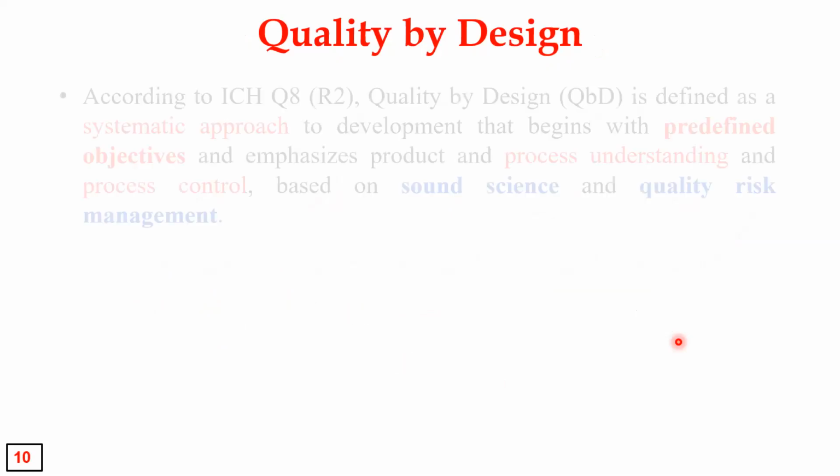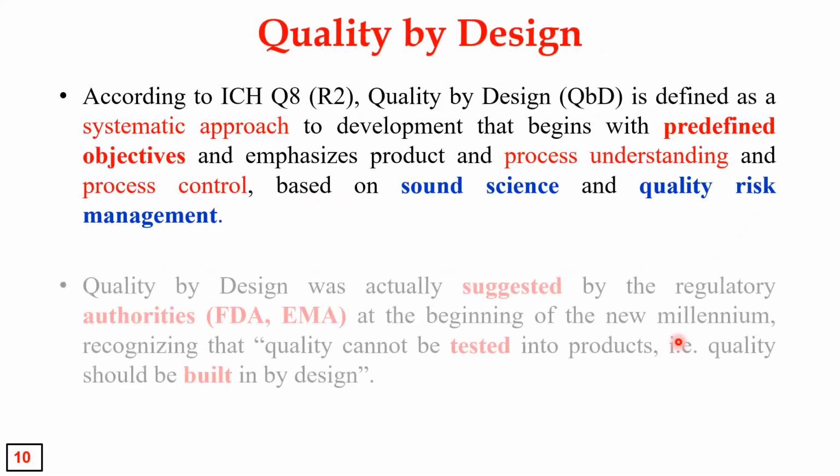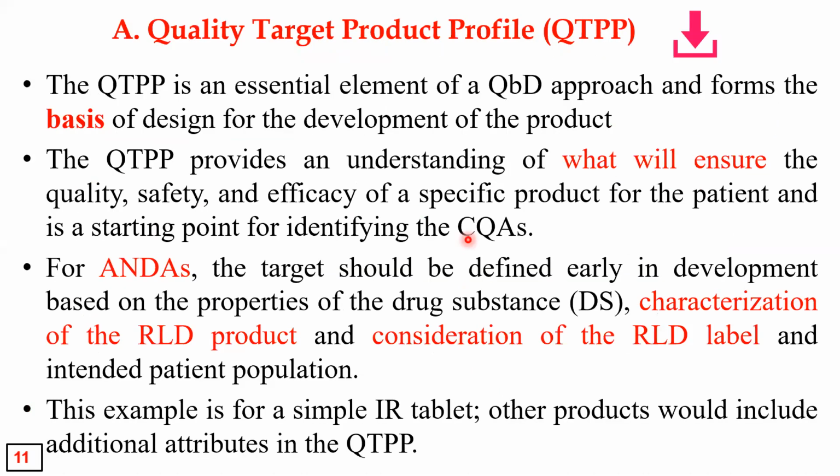So let us begin with the definition, which I want to skip here because you're aware of the definition already. The first element is QTPP. The QTPP is an essential element of the QbD approach and forms the basis of design for the development of the product. This is the first element of QbD to start the development of the product. The QTPP provides an understanding of what will ensure the quality, safety, and efficacy of a specific product for the patient, and is a starting point for identifying the critical quality attributes.